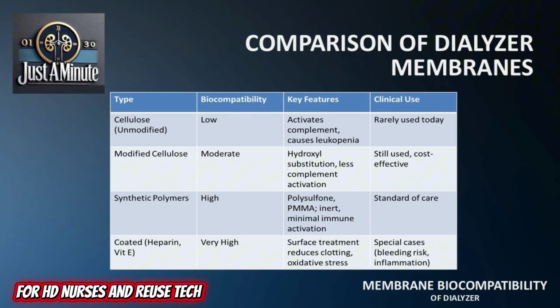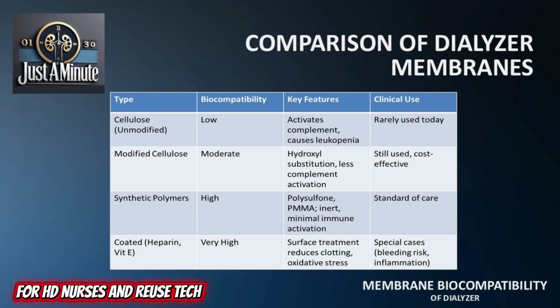Let's look at the different types of dialyzer membranes. First, unmodified cellulose membranes. These are the least biocompatible. They strongly trigger the immune system, leading to problems like low blood pressure and temporary white cell drop. Because of this, they're rarely used today.